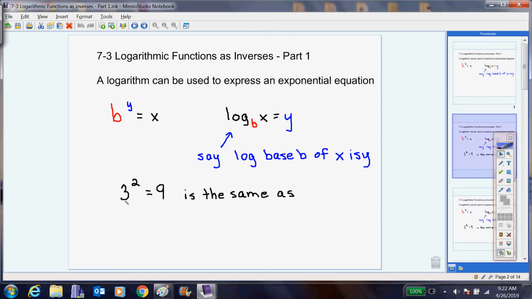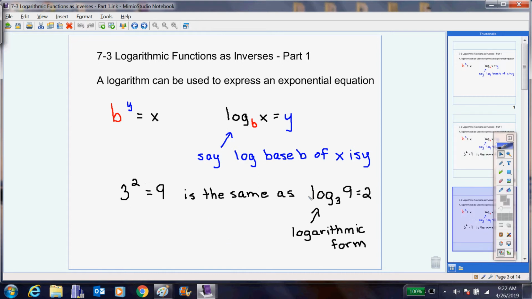So, for example, if I have 3 squared equals 9, that will be the same as writing log base what? What's a base in this expression? Base 3. Log base 3 of 9 equals 2. So here's what it looks like. Log base 3 of 9 equals 2. Please make sure to write that down. That part's not on your sheet, but make sure to write it down there so that you understand with numbers what this means.